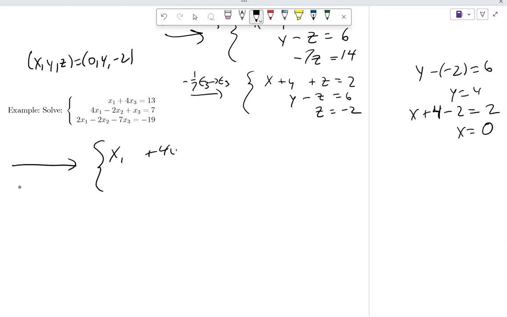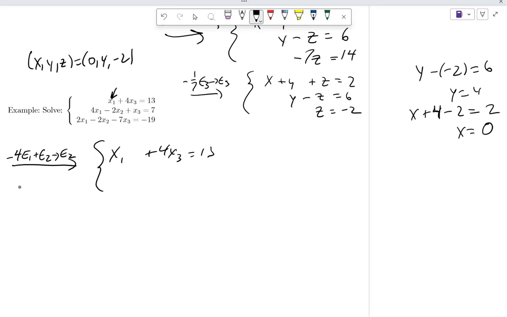X1 plus... so anytime we're trying to get rid of these, I want to work off that one that we have a 1 on. Anytime I want to eliminate the ones below it, I always want to work up to the top one that I can. So what do I need to do to get rid of that 4x1? You multiply E1 by negative 4 and add it to E2 and replace E2, right?